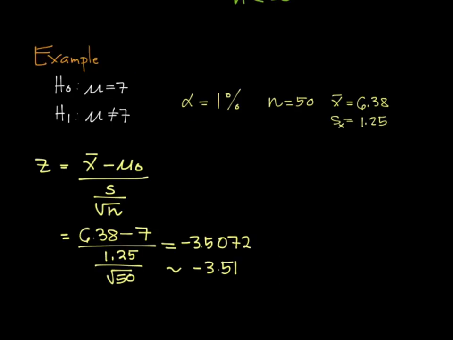So let us take this as an example. Suppose that in a given study, the null hypothesis is mu is equal to 7 and the alternative hypothesis is mu not equal to 7.